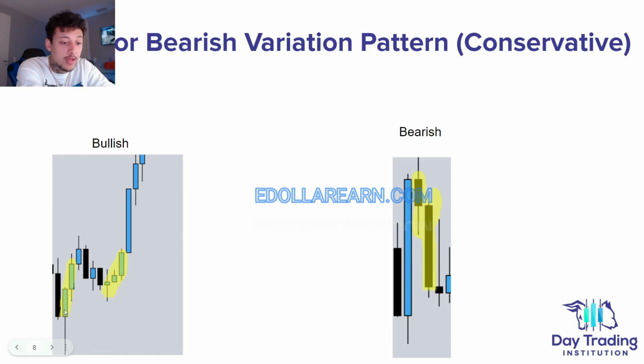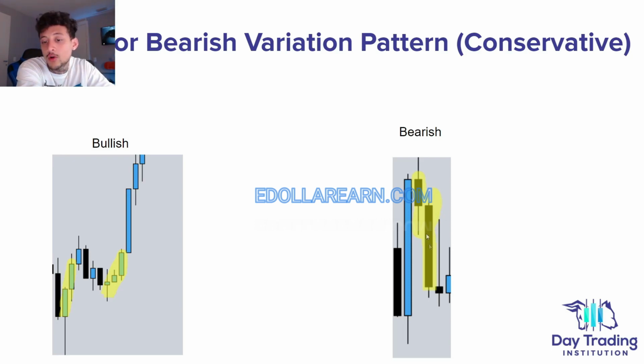So here we have a bullish variation pattern, and then here we also have another variation pattern form, right? It's going to consist of 2 candlesticks. So notice how this candlestick closed above the open of the previous bearish candlestick, right? That's going to be considered a variation. That's a high probability variation. And then here we have another high probability bullish variation pattern, where it closed above the open of the previous candlestick.